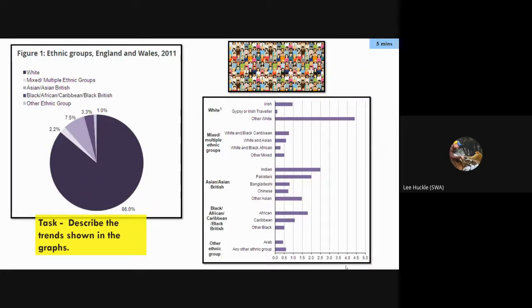We then had a discussion. Again, we looked at some data, the pie chart on the right, ethnic groups in England and Wales in 2011 from the previous census. What was the makeup of the UK? And then we looked at the bar chart, the horizontal bar chart there on the right to supplement that discussion.